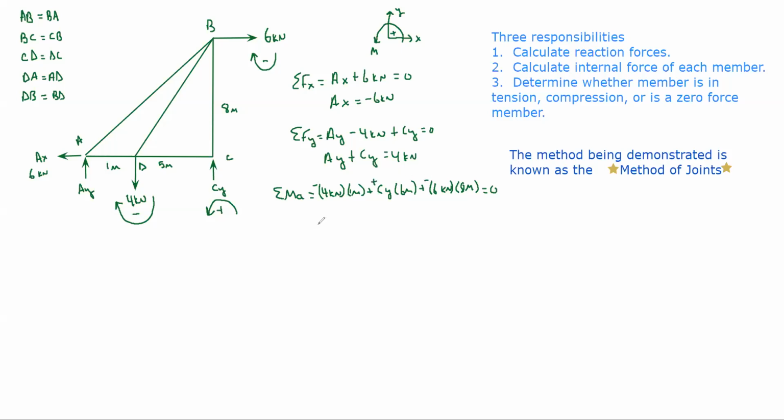There we go. Doing the arithmetic, negative 4 kilonewtons times 1 meter is negative 4 kilonewton meters plus CY times 6 meters plus negative 48 kilonewton meters is equal to 0. Combine those terms, they're alike. Negative 4 plus negative 48 is negative 52. Add 52 kilonewtons to both sides. We get CY times 6 meters is equal to 52 kilonewton meters. Divide both sides by 6.